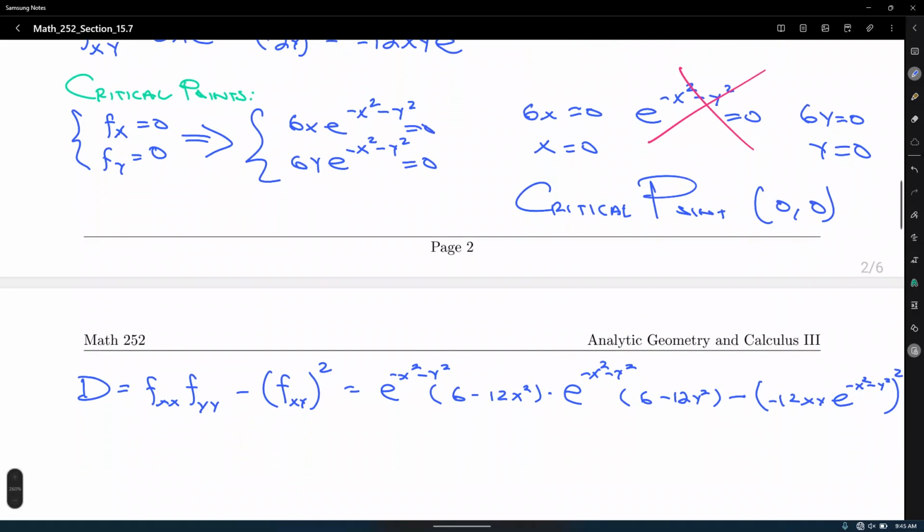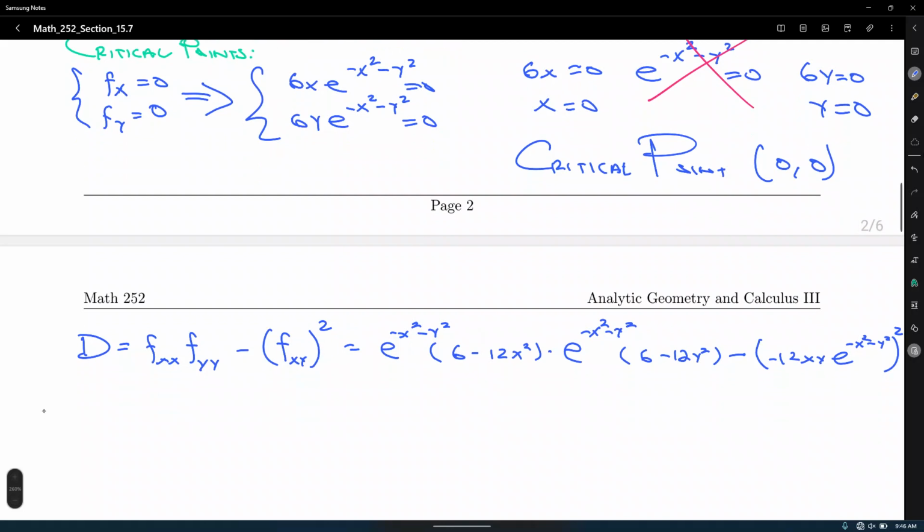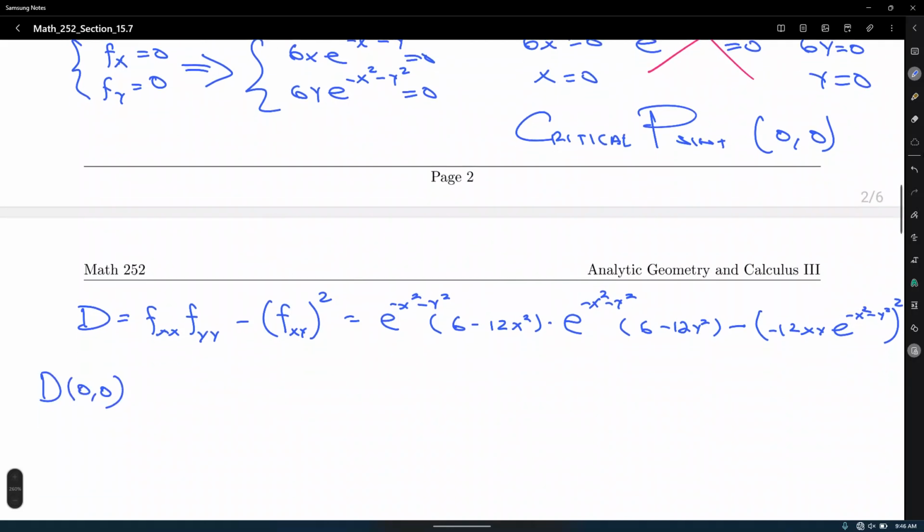But you're going to love it because a lot is going to get zeroed out. So this is the expression we would use to find the value of D for every single critical point that we have out of solving that system of equations. But for this case in particular, lucky for us, there's only one critical point, and it happens to be all zero. So we need to evaluate D at the point 0, 0.